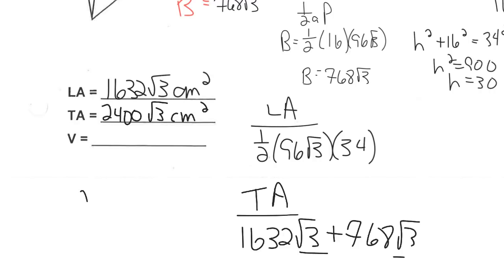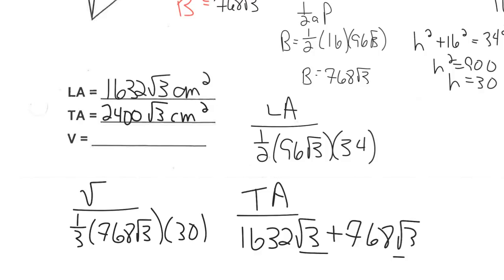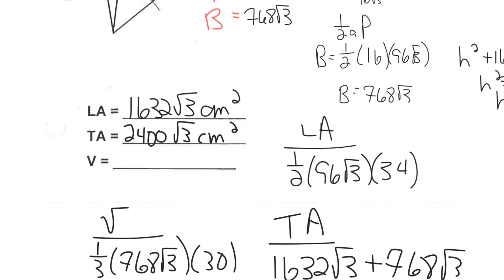The last one, the volume, that's 1/3 of big B times the height, which we found was 30. If you plug that in your calculator, you get an enormous number. It would be 7,680 square roots of 3 centimeters cubed.